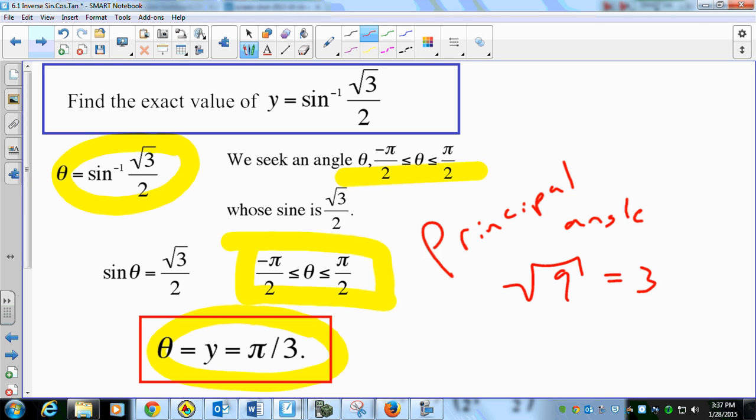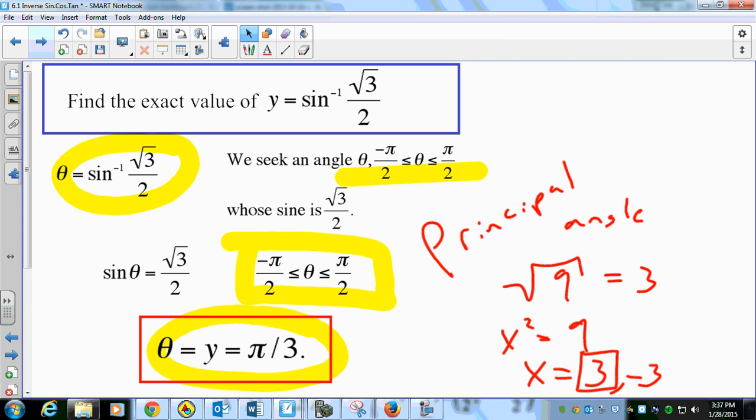But we know that if you have x squared is equal to 9, that really there are two roots. x is equal to 3 or negative 3. But your calculator only gives your principal root, so you have one answer. The same thing in here. You're only going to get one answer as your principal angle.